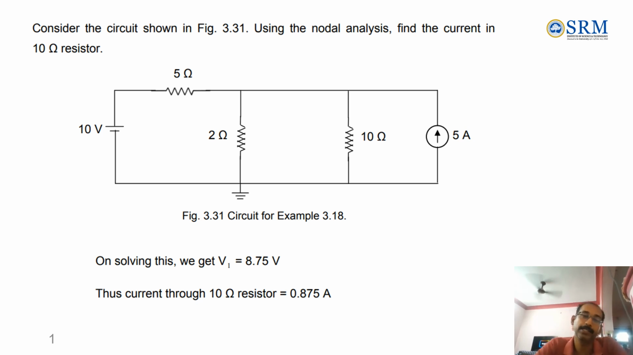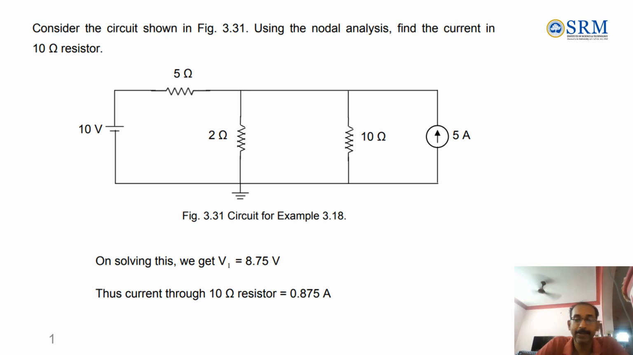In this class, let us discuss nodal analysis. For this given circuit, the current in the 10 ohm resistor, we are going to calculate with the help of the nodal analysis. First of all, the nodal analysis is one among the methods to calculate the branch current or branch voltage or power dissipation in any of the resistors.